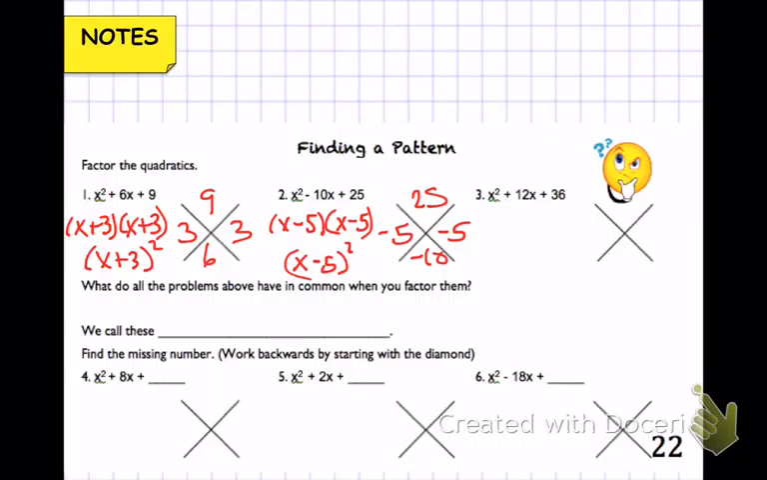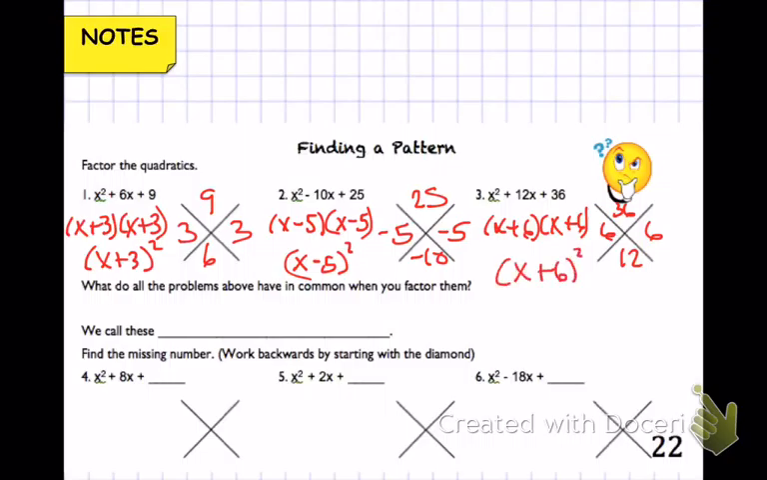Let's look at the third one. If you already did it, you should already have the following, 36 and 12. We get 6 times 6 is 36. 6 plus 6 is 12. And we get x plus 6 and x plus 6. And we find out that this is x plus 6 squared.